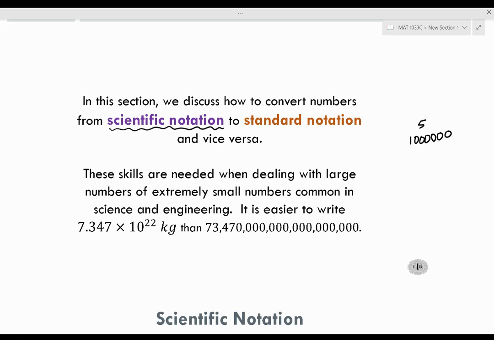So it's a lot easier to write 7.347 times 10 to the 22nd power than it is to write this, okay? So in order to write our answers in scientific notation, we have to know how to deal with them. So in this section, we're going to look at how to add, subtract, multiply, divide, and simplify numbers that are written in scientific notation, as well as convert our numbers back and forth between scientific and standard notation. All right.